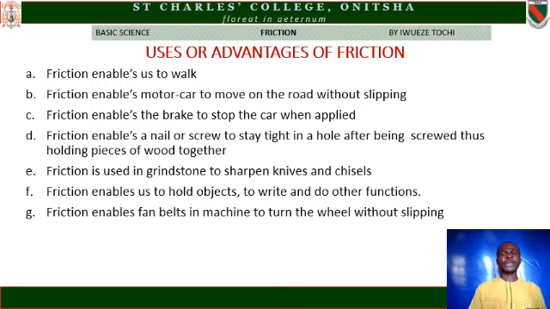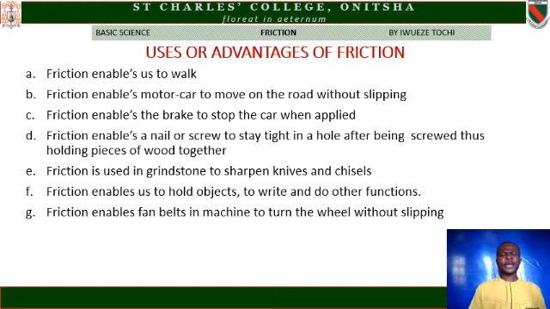E. Friction is used in grindstone to sharpen knives and chisels. Yes, there is friction between knife and grindstone. That is the reason why the grindstone can sharpen the knife. Even when you are using an iron file to sharpen the knife, if you look very well on the file, you see ridges on the file. Those ridges on the file are to enhance friction. So if there are no ridges on that file, the file cannot sharpen the knife.